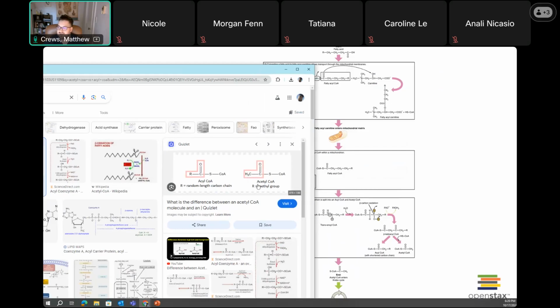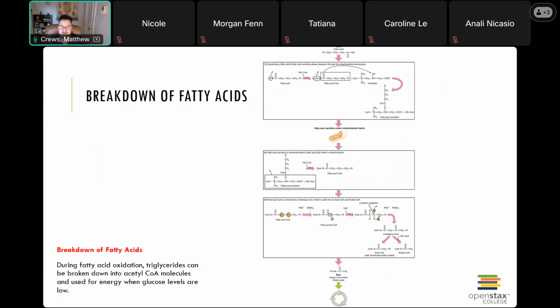And then an acetyl CoA is just, instead of the R group, it's got a carbon group attached to it, a methyl group right there. So instead of potentially having a long chain right there, it's just got a little methyl group. All right, so that's the difference between acetyl-CoA and acyl-CoA. Those two are different, okay?